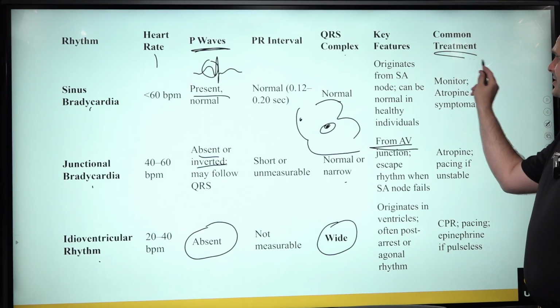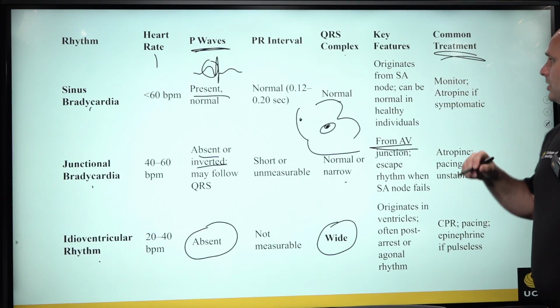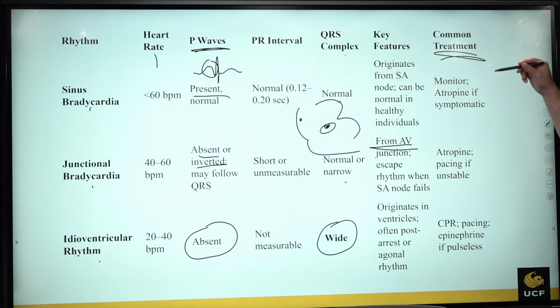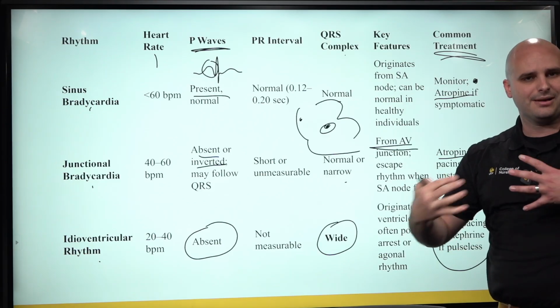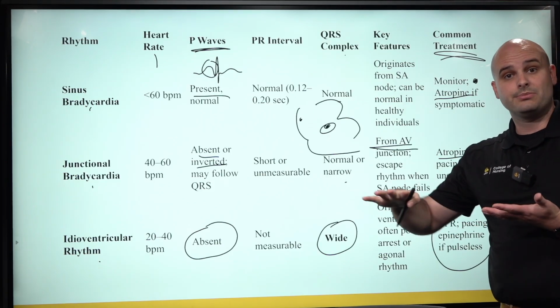And then our treatment associated with these. Coming out of the picture here so you can see it better, many times we're just going to monitor our sinus bradycardia, but they may get atropine. They may get atropine in junctional. And then many times with idioventricular, they're going to be in a cardiac arrest, or coming out of that cardiac arrest or sub-arrest.